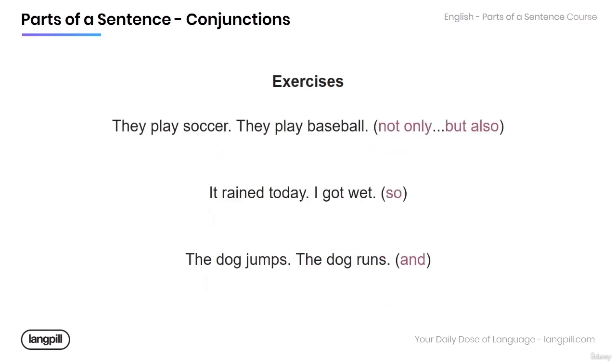So now we have some exercises for you to try by yourself. Go ahead and pause the video. Try to make the sentence on your own without any help. And then when you're ready, unpause the video and I will go over the answer.